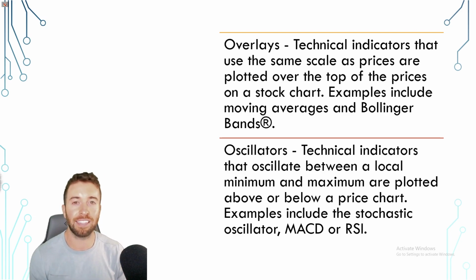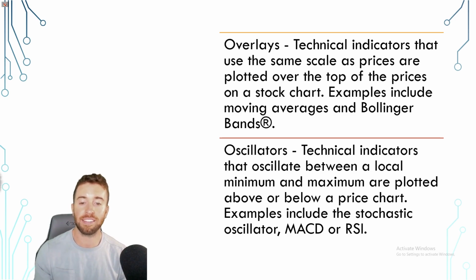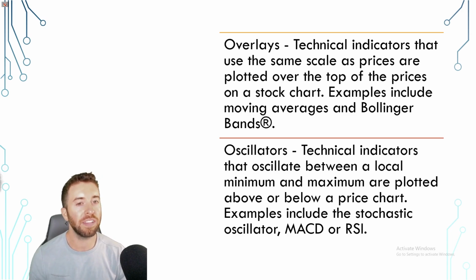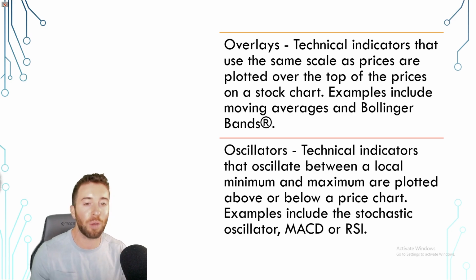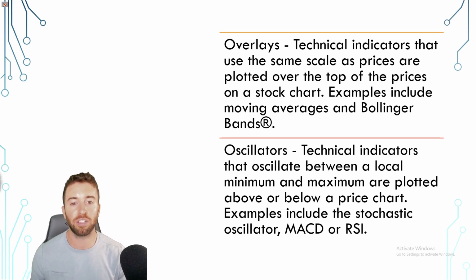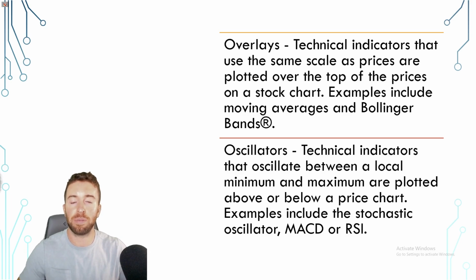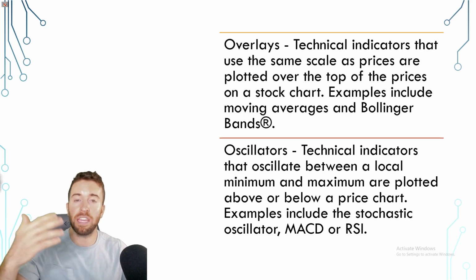But before we get into that, there are actually 2 different types of indicators, which are going to be overlays and oscillators. So what we have here is overlays. Overlays are going to be technical indicators that use the same scale as prices and are plotted over the top of the prices on a stock chart. Examples include moving averages and Bollinger Bands. So if we see a stock with, again, an indicator in the actual chart over the price data, that is going to be an overlay.